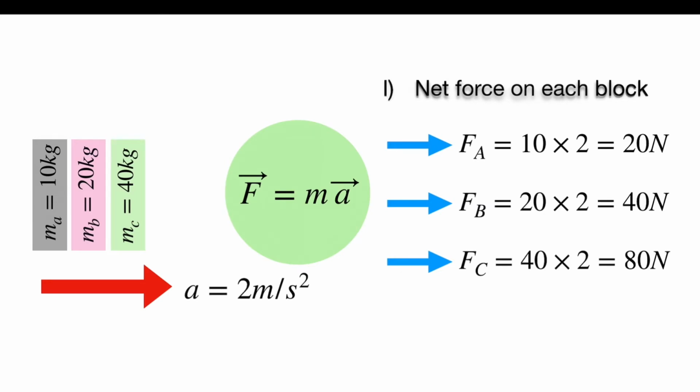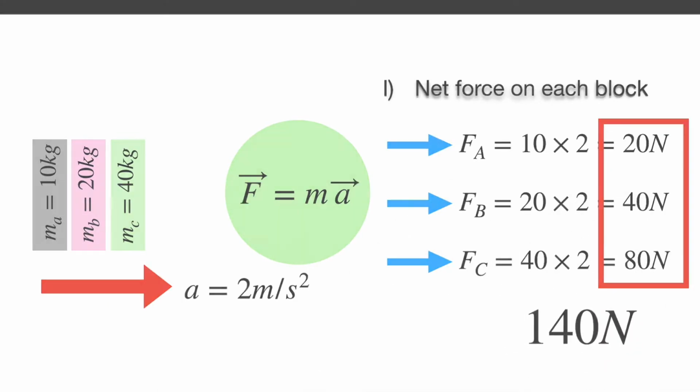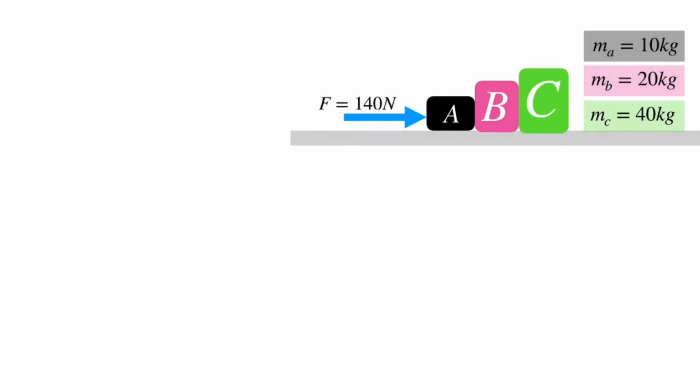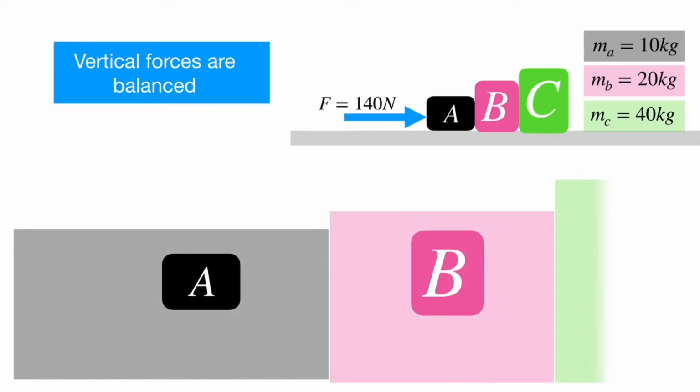Now, it is important to note that the sum of these net external forces on the blocks is equal to the total net external force on the 3-block system. The other way to find the net force on any block is to look for all the external forces working on it. Here, since there is no motion in the vertical direction, vertical forces are balanced and the net effect is 0. Let's check out the horizontal forces on each block.